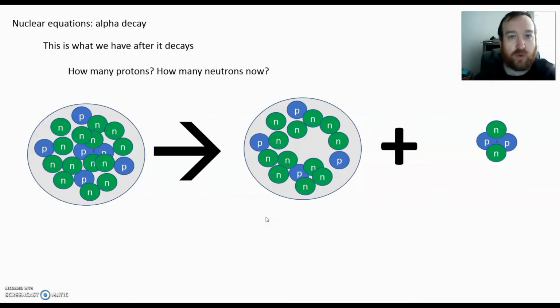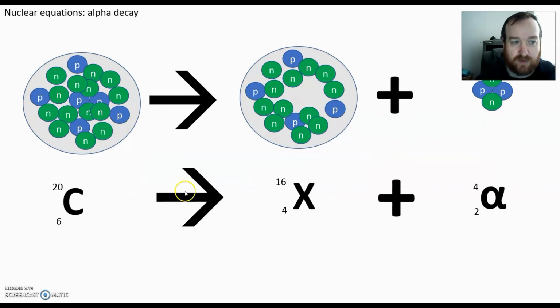Here's the whole process. So I start with my carbon-20, it decays, it changes into this new atom, and it gives out an alpha particle. Now, physicists, we tend to be a bit lazy. So we won't draw these pictures all the time for all these isotopes. We won't draw them, we'll write the symbols. Okay, so I can write it like this.